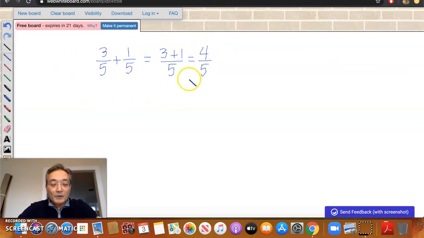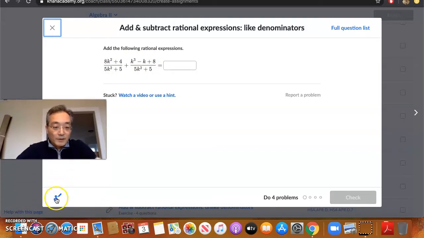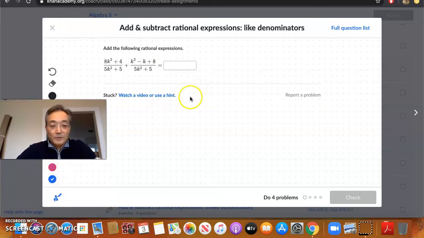So adding rational expressions is the same idea as just adding two fractions. All right, but again, they must have like denominators. So let's go back to the problem, and we have this, right? We have 8k squared plus 4 over 5k squared plus 5 plus k cubed minus k plus 8 over the same denominator. These are the same denominators, so let's just add the numerators.